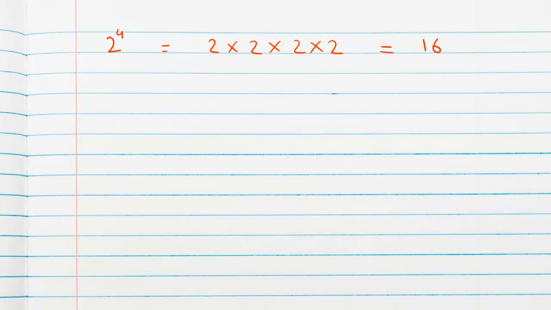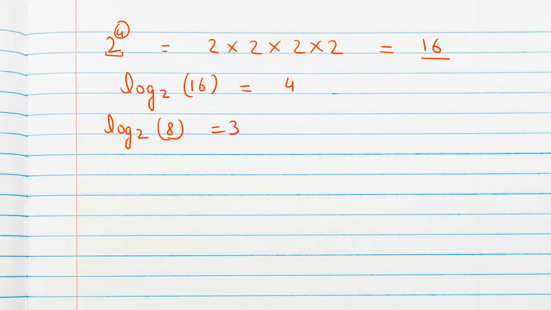In the logarithm form, we write like this: log base. What is the base? The number that is being multiplied repeatedly. That is 2. Of what is the answer? The answer we got is 16. And how many times you multiplied it? The power, which is 4. Okay, so same thing, log base 2 of 8 will be 3, because 2 to the 3rd power is 8. These two statements are exactly the same.